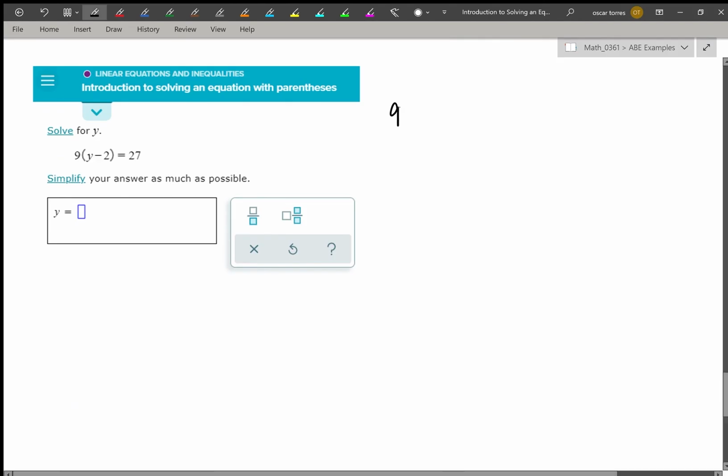This problem gives us 9 parentheses y minus 2 equals 27. Because we have this 9 to the left of the parentheses, we need to multiply this 9 by everything inside the parentheses. So 9 times y gives me 9y. 9 times 2, actually 9 times negative 2, gives me a negative 18. So we write a minus 18 after this. This is equal to 27. So we have our equation set up.